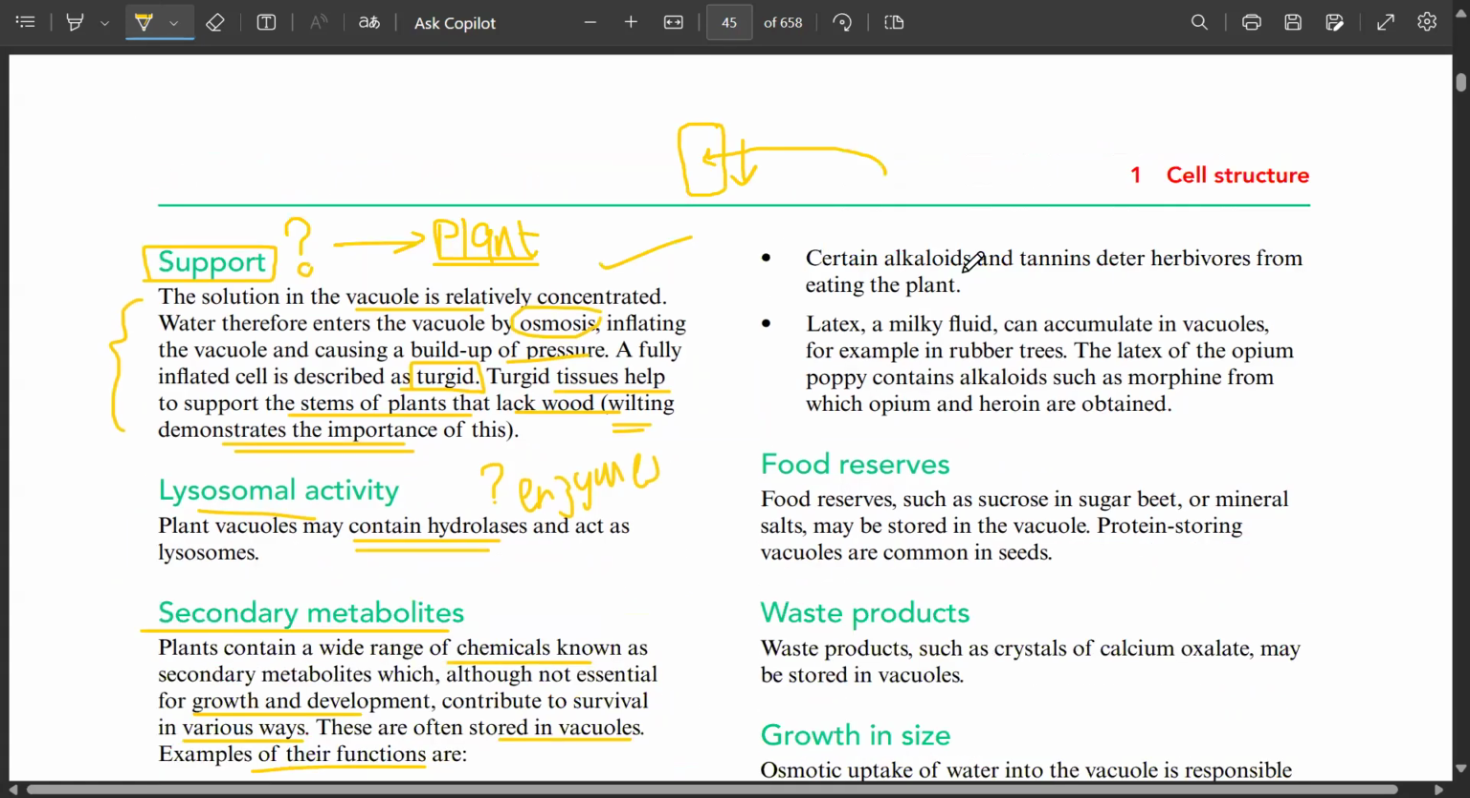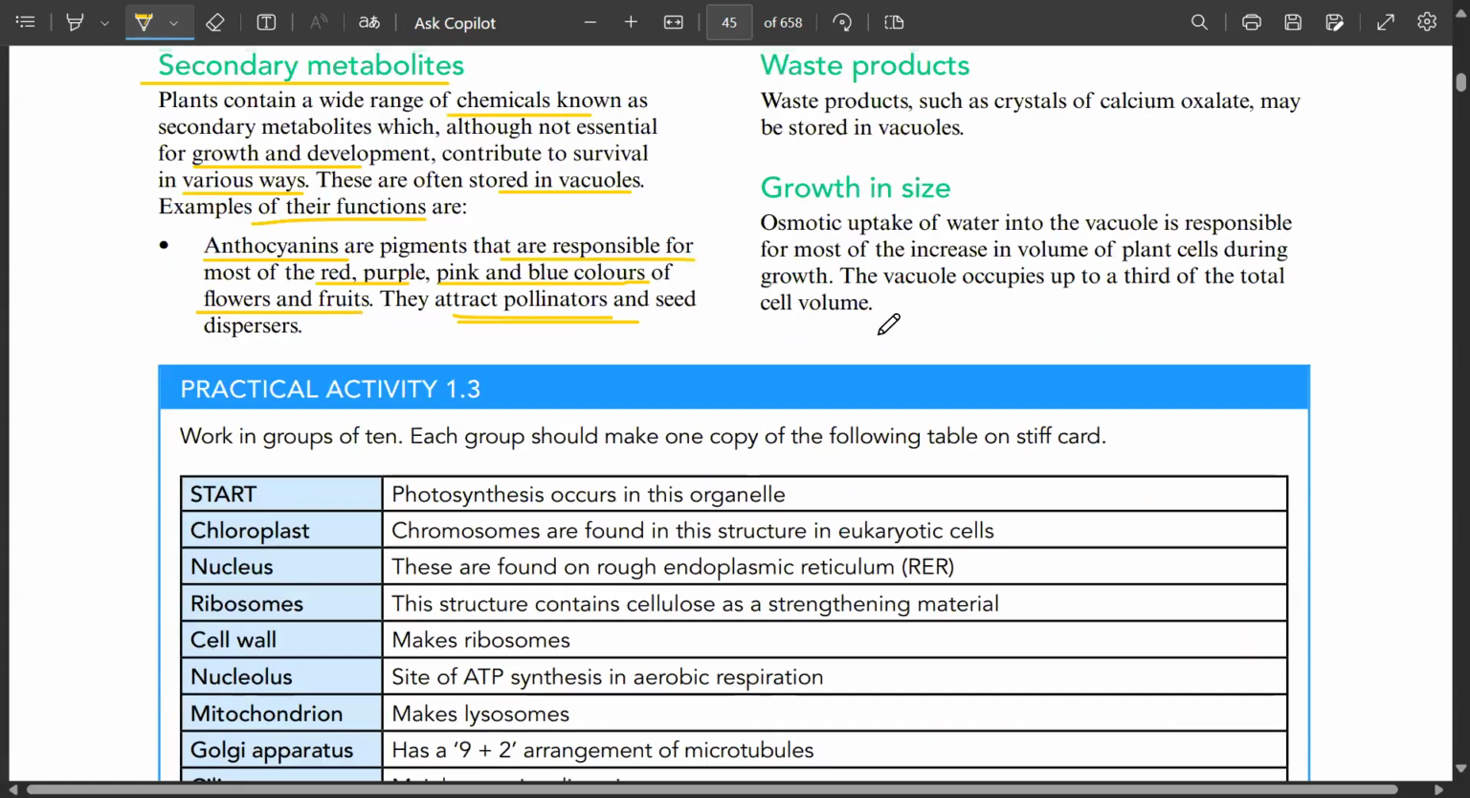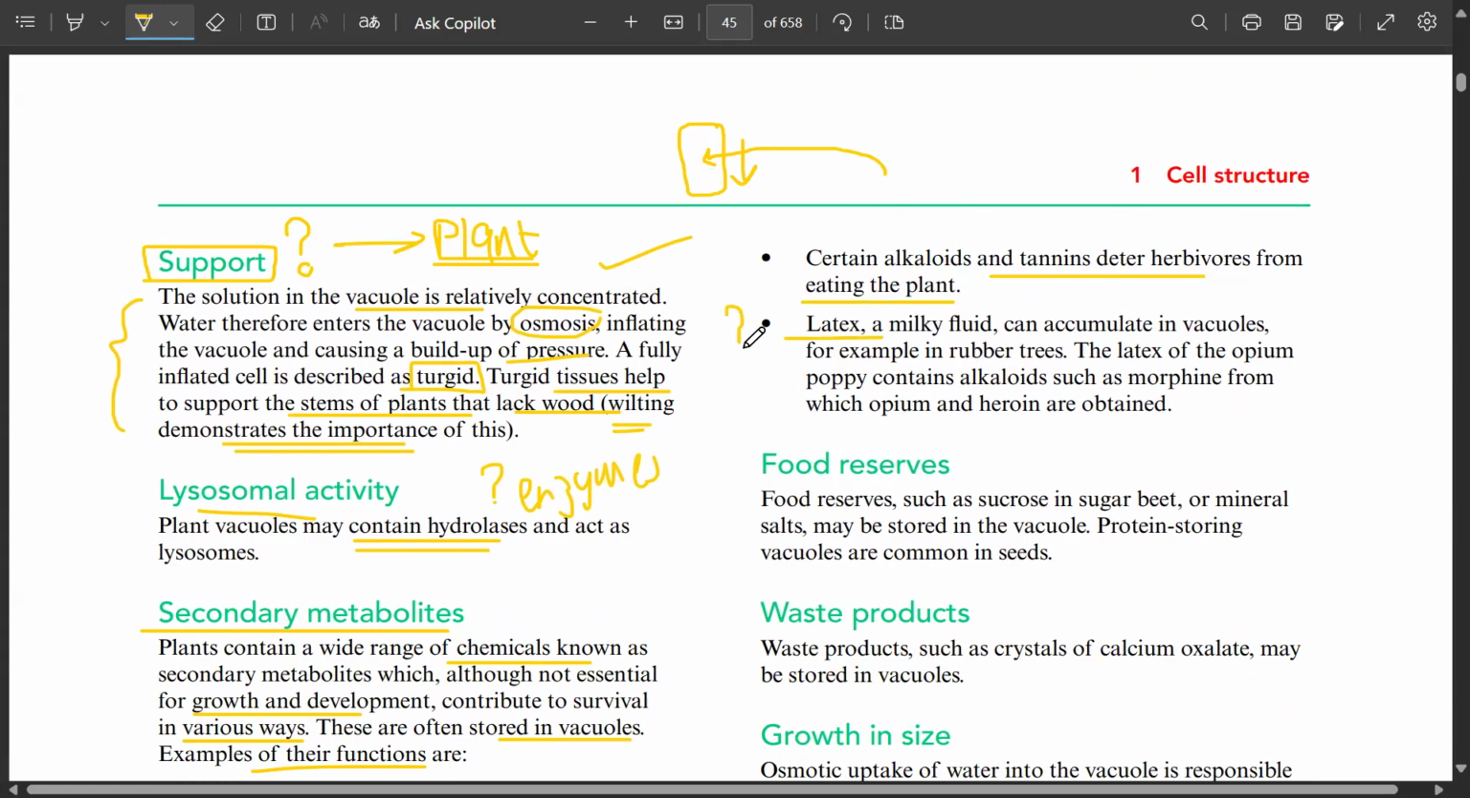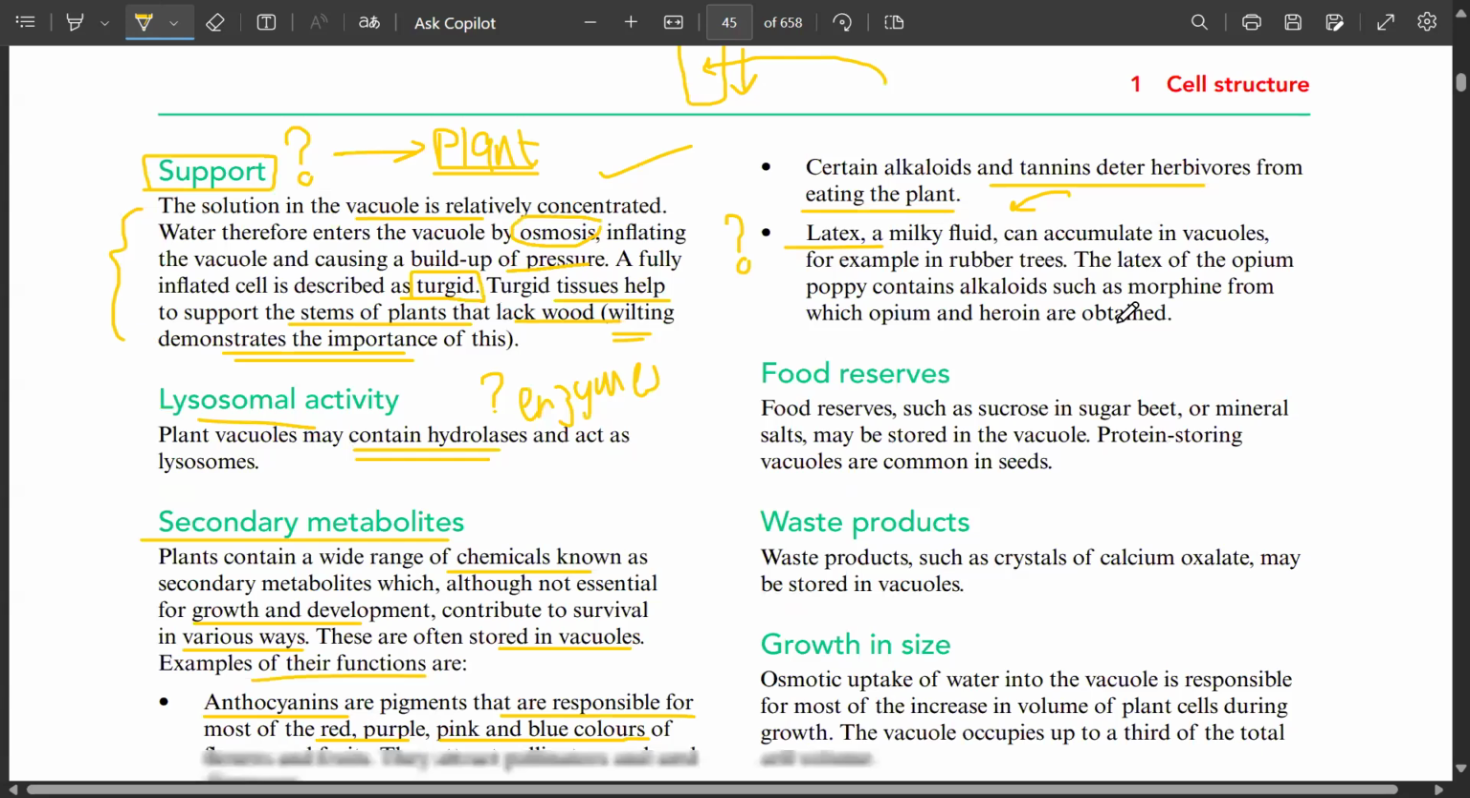Certain alkaloids and tannins deter herbivores from eating the plant. Latex is also present in vacuoles. Now, what does latex mean? For example, if you've seen, there's a white fluid that comes out of the leaf when you tear it apart. That milky fluid accumulates in these vacuoles as well. And this fluid is also there so the insects don't eat up the leaves. That fluid is also used to create many drugs, such as opium and heroin.